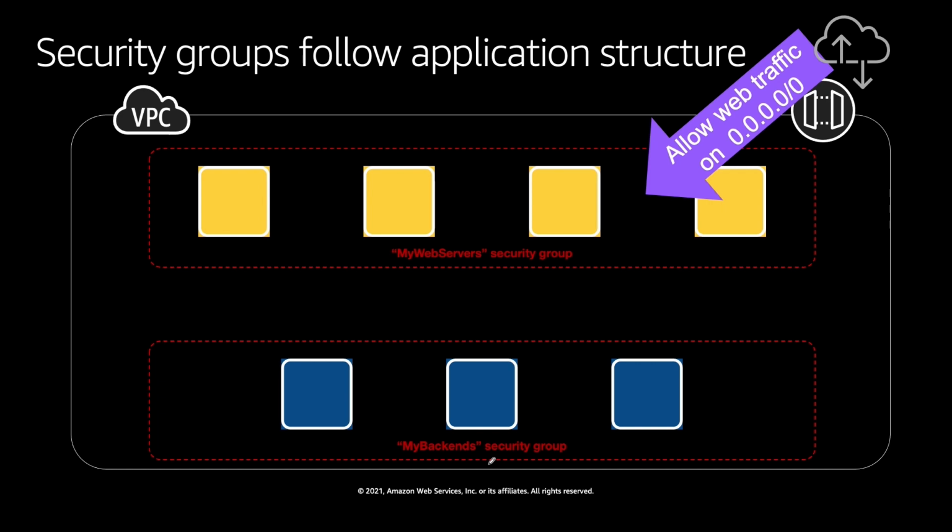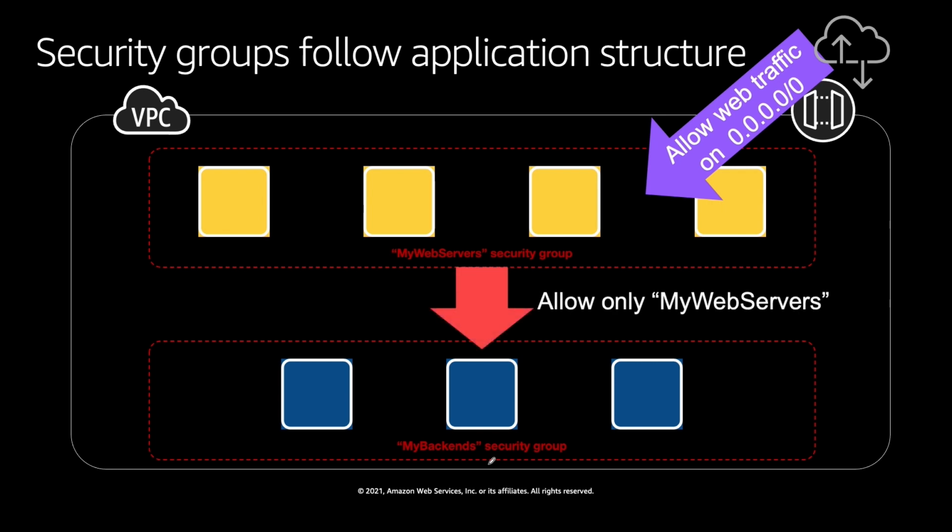Since all these instances are web servers or internet facing servers, whereas your backend server need not have access to the internet, right? Because your backend server should only be talking to your front end or the web servers. So here you can create another security group called my backend, and here you can set a rule for your inbound traffic only from this my web servers.